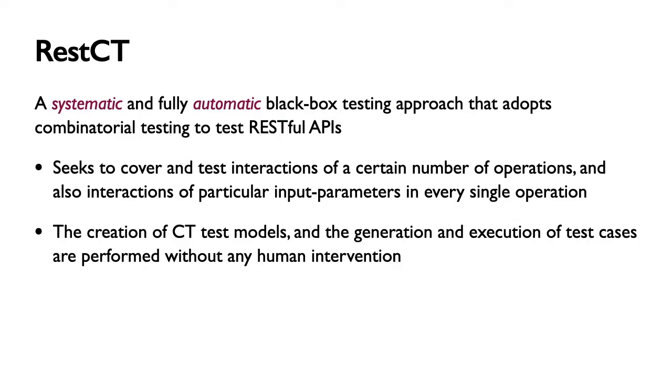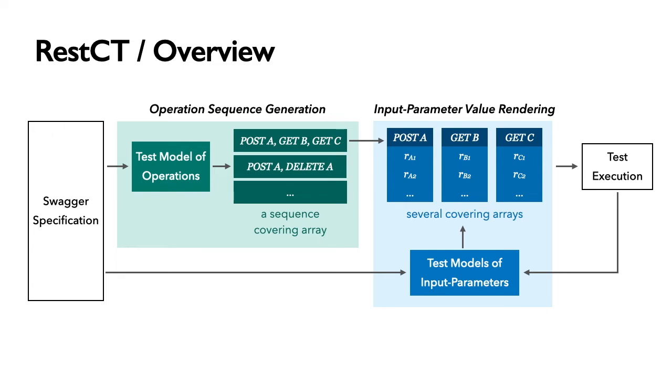On the basis of the above covering array and sequence covering array, we then develop a systematic and automatic approach, REST-AT, to test RESTful APIs. REST-AT is systematic in that it covers interactions of a certain number of operations and also interactions of particular input parameters in each operation. REST-AT is also automatic in that the complete testing process, including the creation of combinatorial test models, is fully automated. This picture gives the overall workflow of the REST-AT approach.